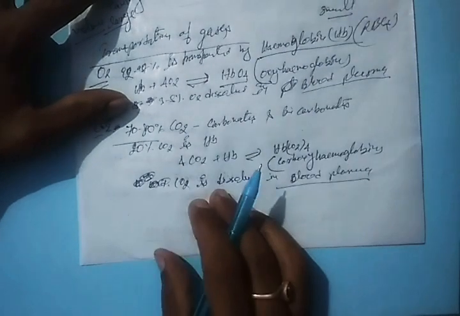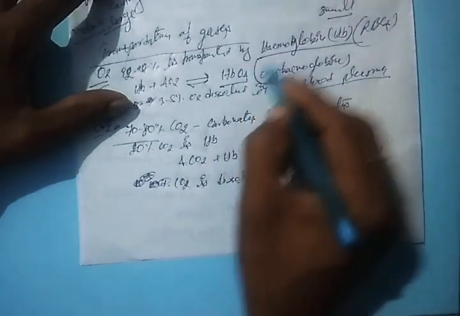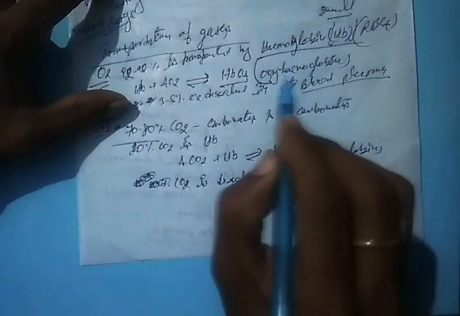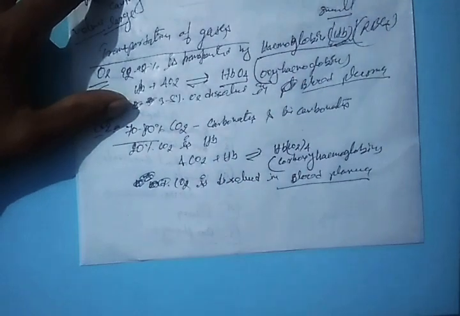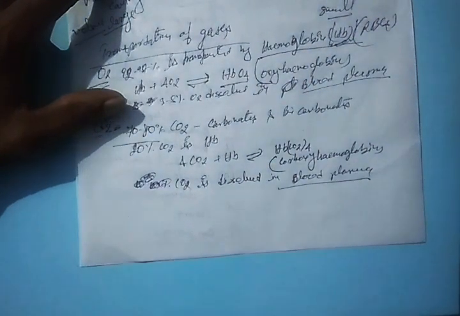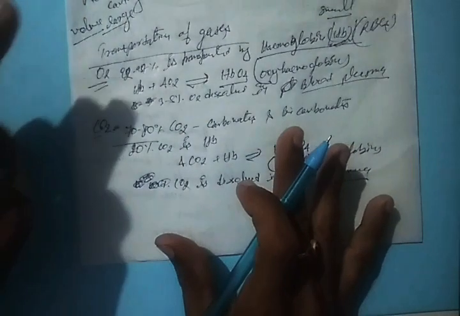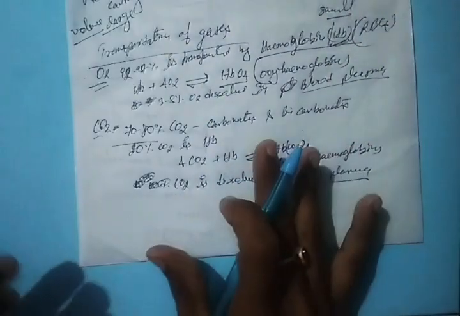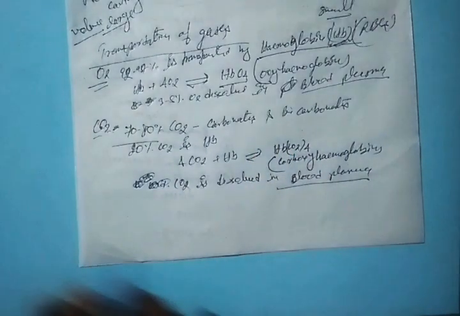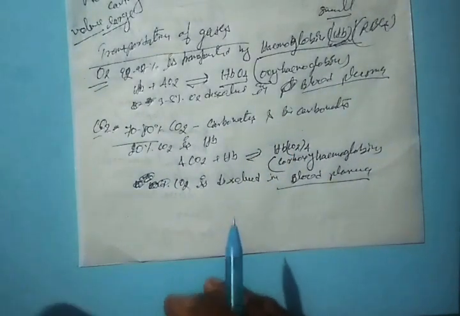Okay, so the important pigment is hemoglobin, which provides red color to the blood. So here we studied the respiratory system and the mechanism of respiration and transportation. In the next video we'll study the next topic.